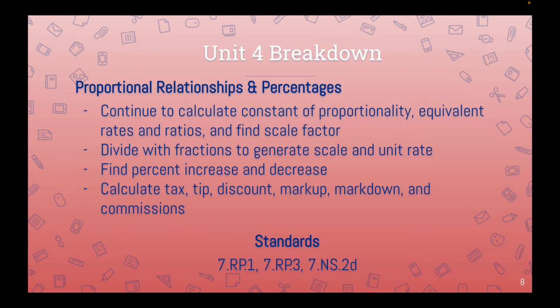Unit 4 is all about proportional relationships and percentages. So students will continue to calculate the constant of proportionality, equivalent rates and ratios, and find a scale factor. They'll divide with fractions to generate scale and unit rate, find percent increase and decrease, and calculate tax, tip, markup, markdown, and commissions. This addresses standards RP1 and 3 and NS2D.